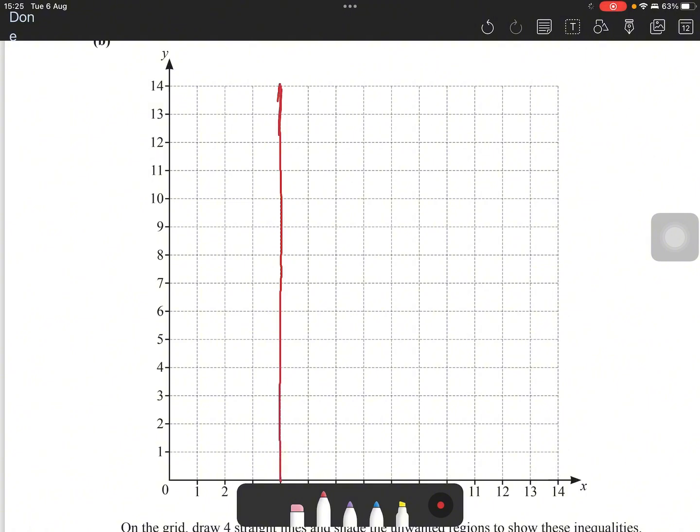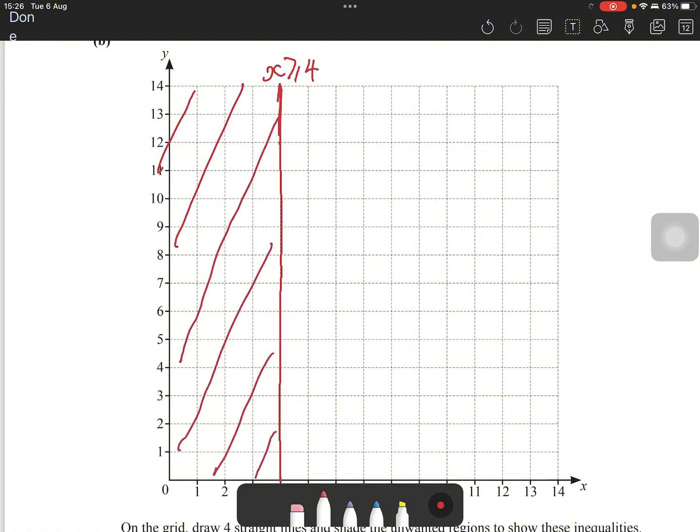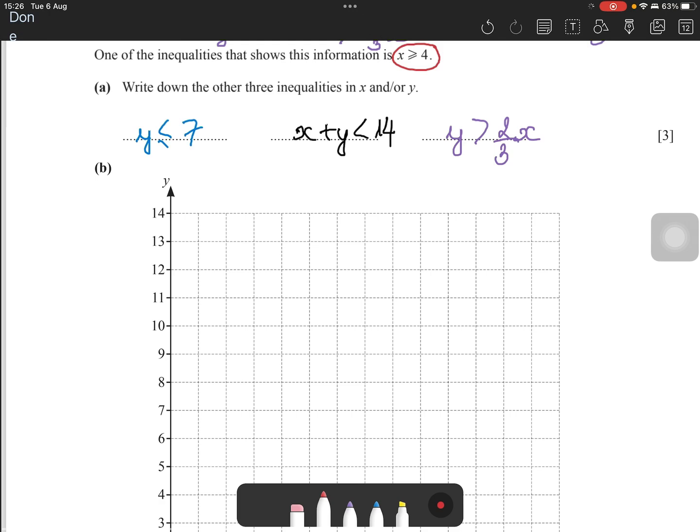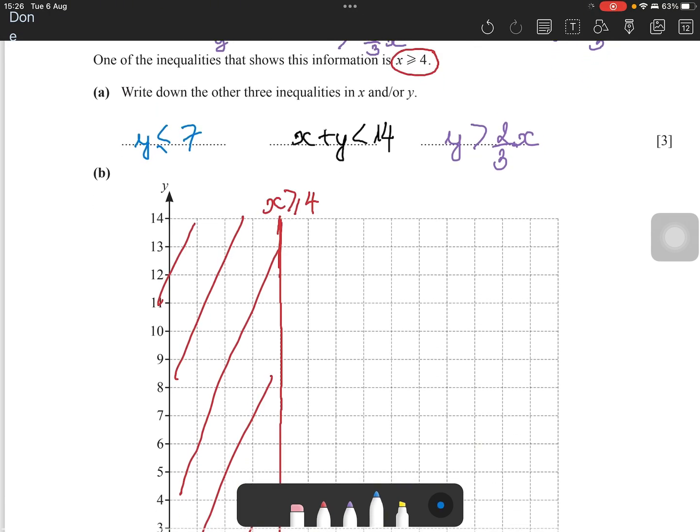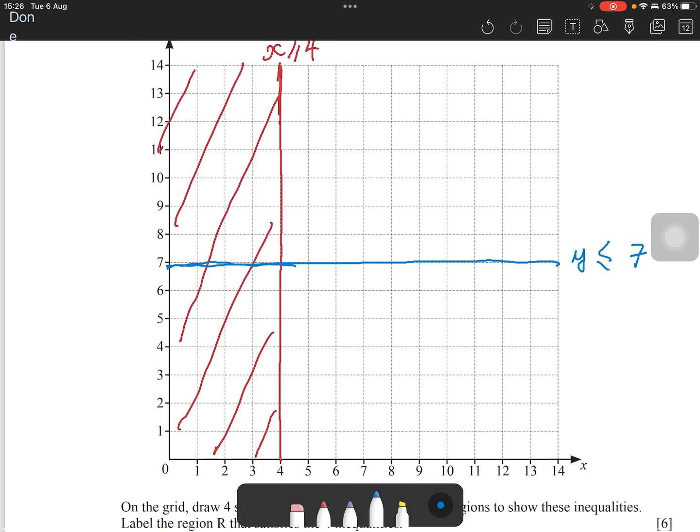Because we want X to be greater than or equal to 4, we will remove the left-hand side, which means X is less than 4. We remove this. Then, for the second inequality, Y is less than or equal to 7. This is a solid line. And because we want Y to be less than or equal to 7, we keep the lower part and we remove the upper part.